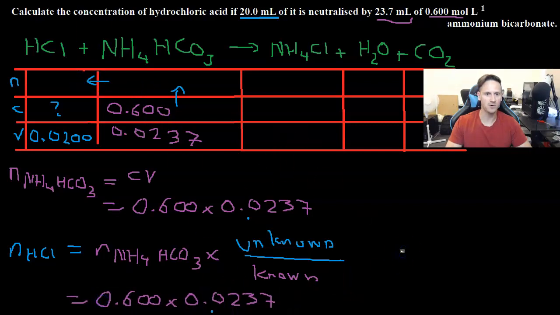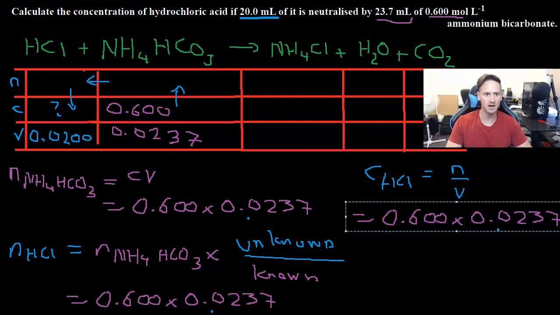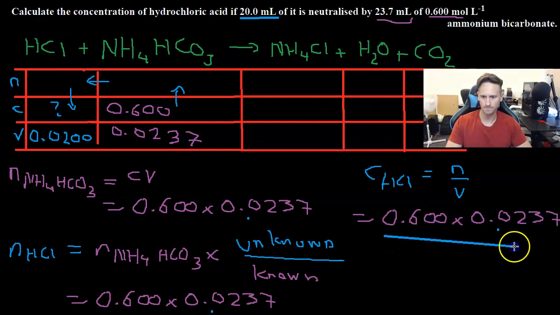So our next step, or our final step, is to go from our number of moles of our known substance and convert to the desired quantity, in this case concentration. So I want the concentration of HCl. And in order to do that, I'm going to take the number of moles divided by the volume. So that's going to be my previous answer, and I'm going to divide that all by the volume of my hydrochloric acid, which is 0.0200.